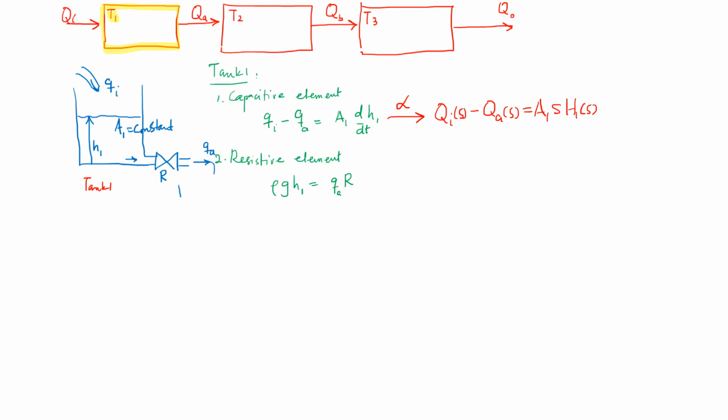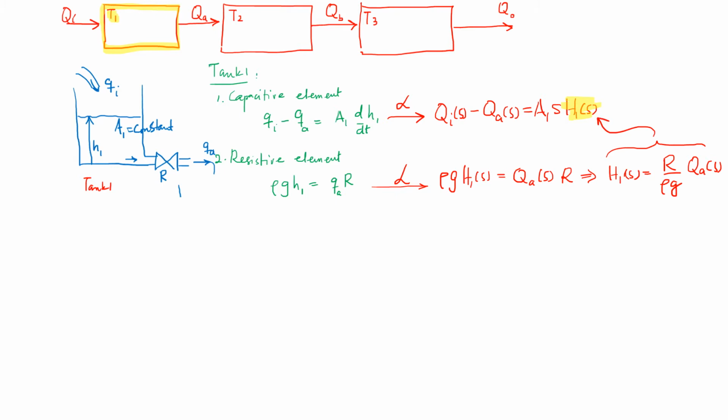And similarly, I can take the Laplace transform of the second expression, and that would give me this expression, that you have rho g H1 of s equal to Qa of s times R. Now, since you know that in the expression over here I need to eliminate this H1 of s, that's why I'm going to manipulate the lower expression. So this would mean that you can write down the expression for H1 of s, and that would be equal to R over rho g times Qa of s. So I'll plug this expression from here into this expression so that H1 of s is removed from the earlier expression. So if I do that, that would be somewhat of this shape.